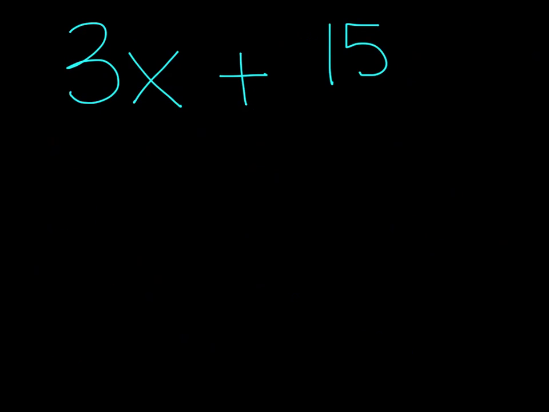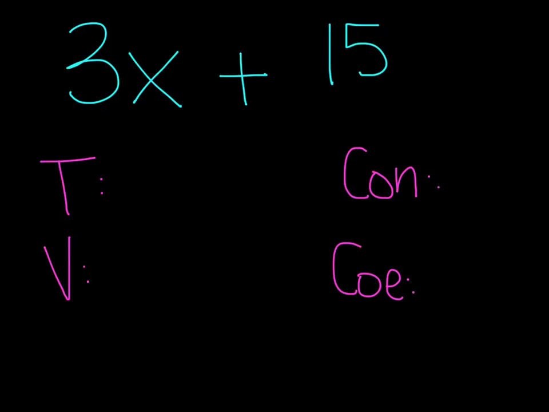So if we have the expression 3x plus 15, we need to identify all four parts. We need to identify the terms, we need to identify the variables, we need to identify the constant, and we also need to identify the coefficient. So the terms are separated by an operation sign, and here my operation sign is addition. So I look at what it's separating, and I see that it's separating two things. It's separating 3x, and it's also separating 15. So those are my two terms, 3x and 15.